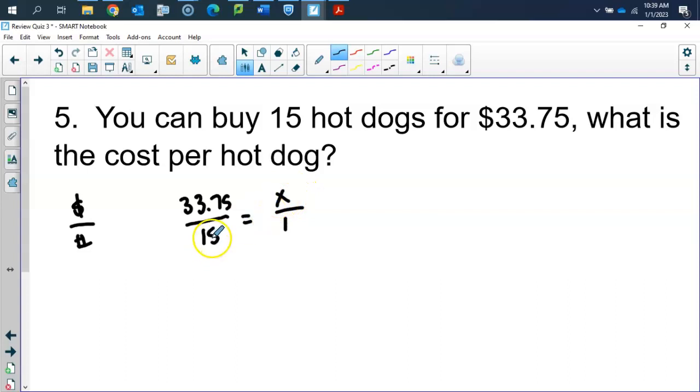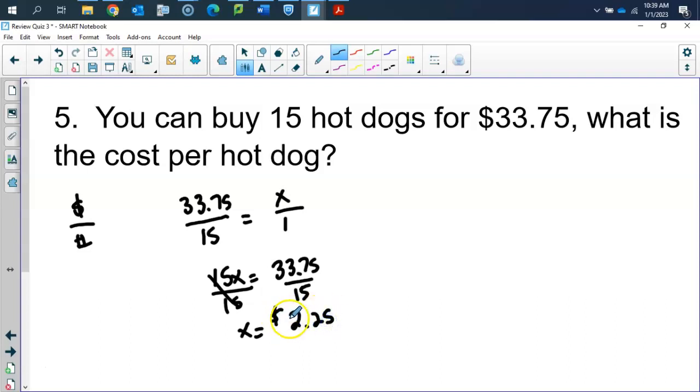Cross multiply. 15 times x is 15x equals 33.75 times 1 is 33.75. Divide both sides by 15. I would use a calculator for this, and you get 2.25. Now, you should have a label. $2.25 per hot dog.